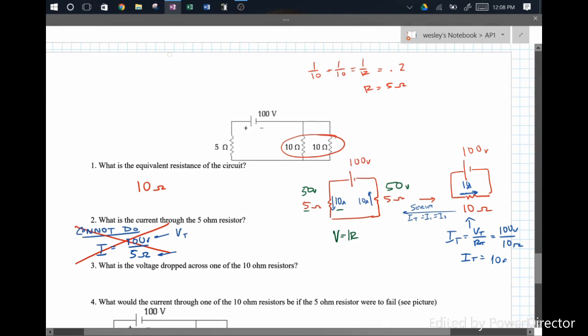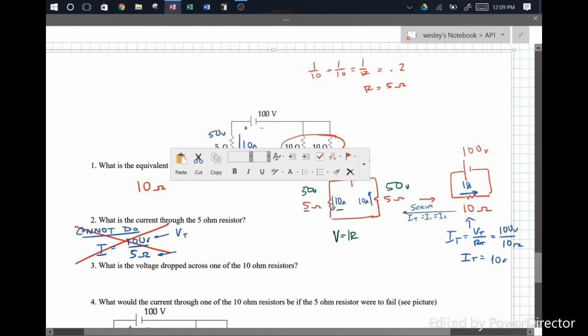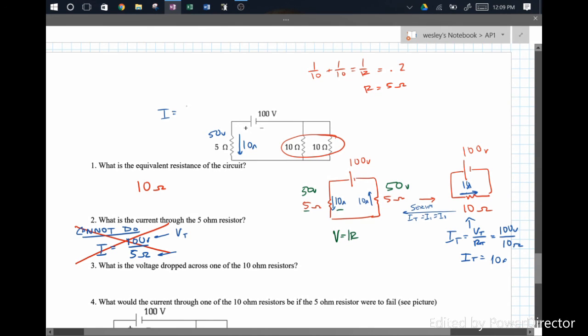That means that I completely have this 5 ohm resistor figured out. It's 50 volts and it's 10 amps. And all of those things work together. For that resistor, the current is the voltage through that resistor divided by that resistance. 50 volts divided by 5 ohms gives me 10 amps. That I can do. So the current through that 5 ohm resistor is 10 amps.